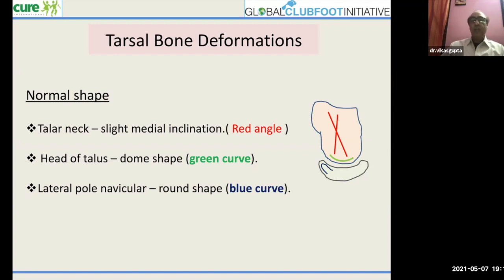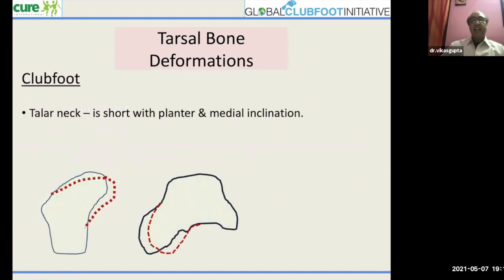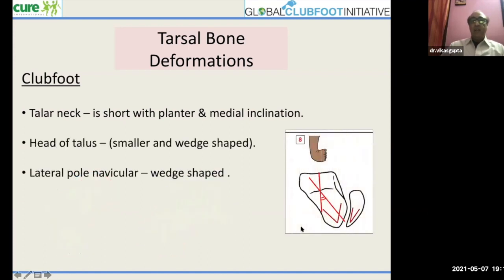However, in clubfoot, you have a pathoanatomy like this, where the talar neck is short, as well as plantar flexed, as well as medially deviated. These red markings show the plantar medial deviation. The head of the talus, unlike the round shape, becomes smaller and wedge shaped. Can you see this picture? And the lateral pole of the navicular again becomes wedge shaped. So these are the common tarsal bone deformities.